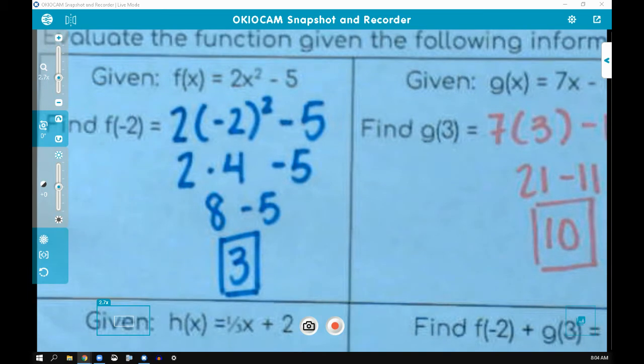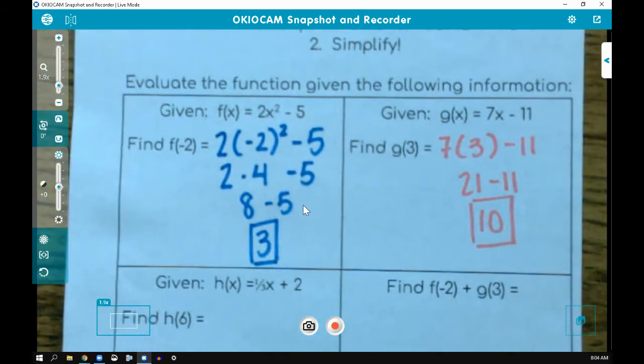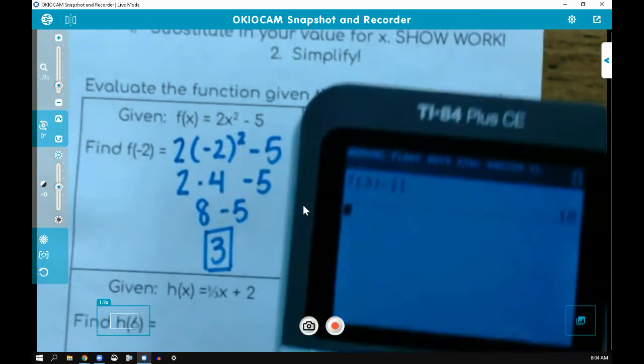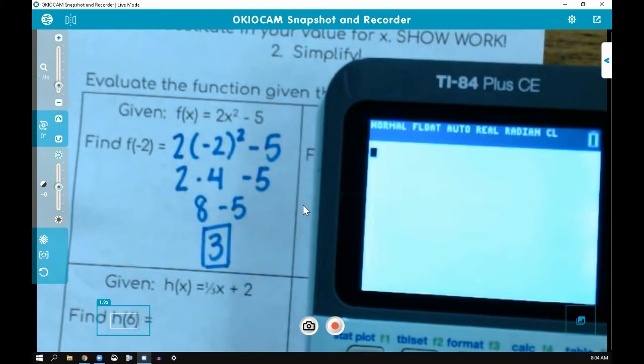Just like we could do on the last one, we could plug in that first line, 2 times negative 2 squared minus 5, into our calculator. That would look like this: 2, open parentheses, negative 2, close parentheses, squared minus 5. I would get 3. If you want to take a sec, plug that in your calculator, you can.